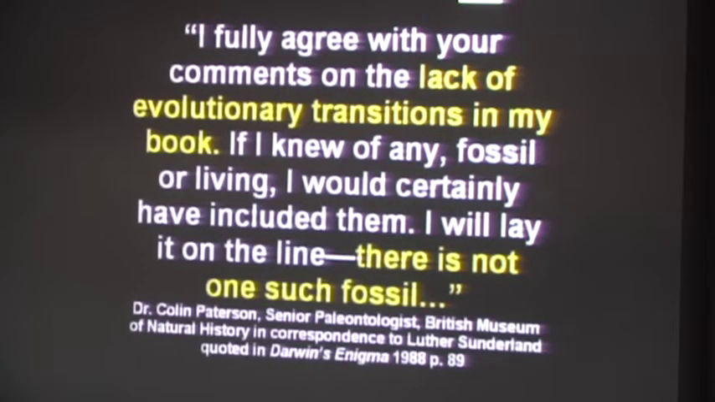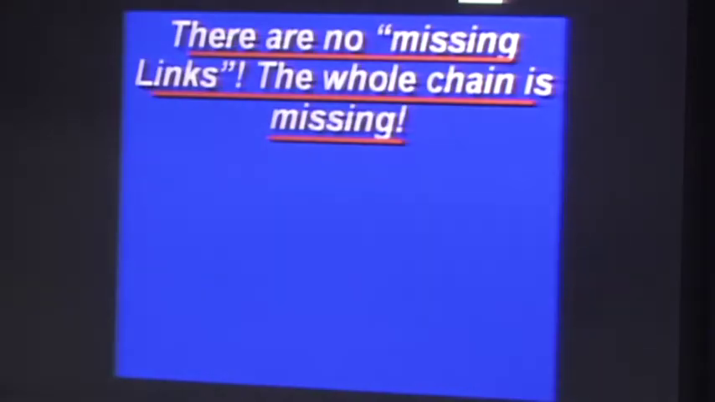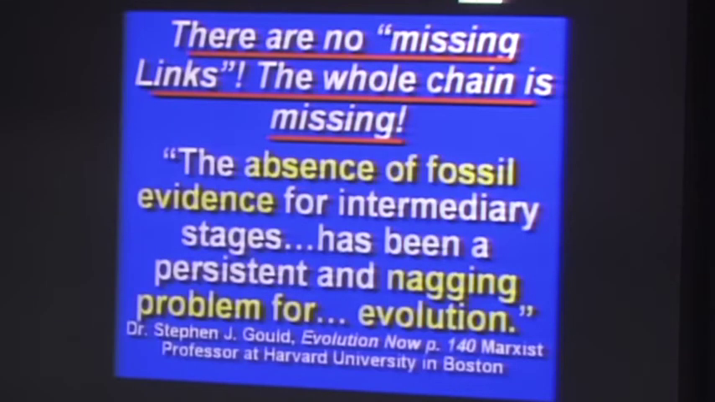Patterson wrote back and said, I fully agree with your comments on the lack of evolutionary transitions in my book. If I knew of any, fossil or living, I would certainly have included them. I will lay it on the line. There is not one such fossil. There are no missing links. The whole chain is missing. It's not a link they're looking for, folks. Even Stephen Gould said the absence of fossil evidence is a nagging problem for evolution.